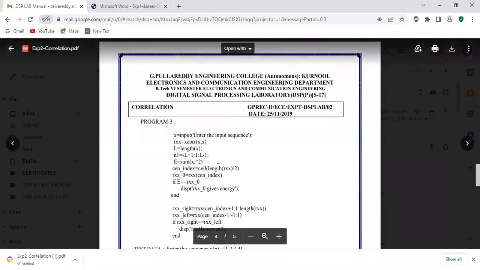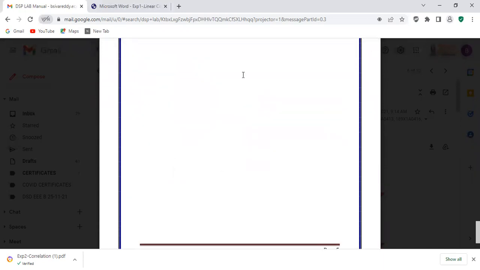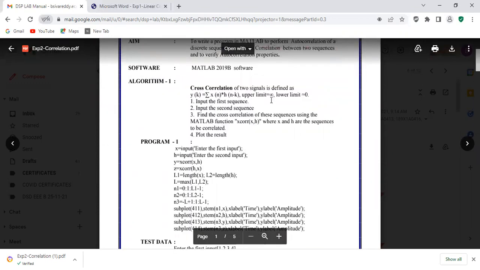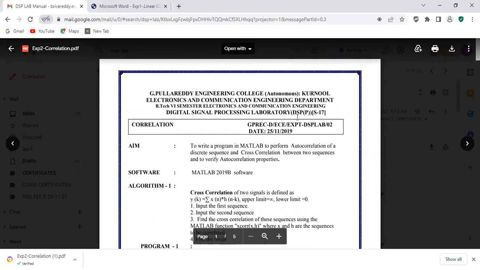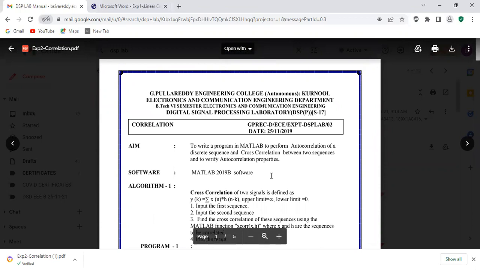So that is the autocorrelation between a single sequence and a delayed version of the same sequence. These are the two experiments, cross correlation and autocorrelation, performed by MATLAB. Cross correlation means between two different sequences, autocorrelation means the same sequence. Okay, thank you, students.